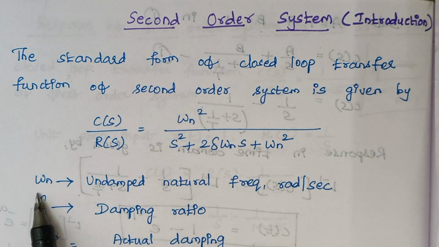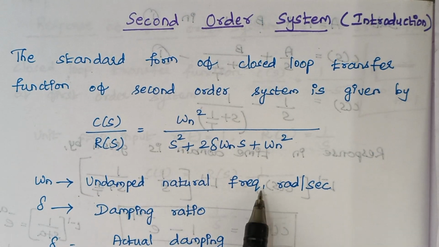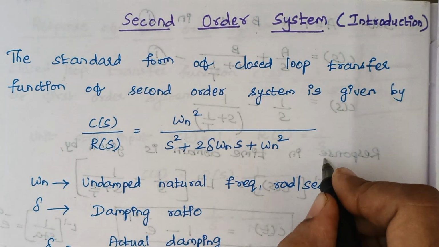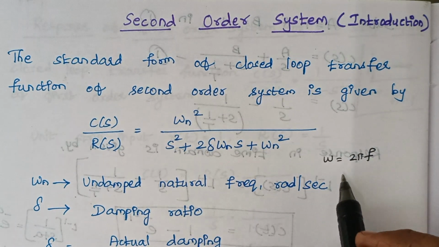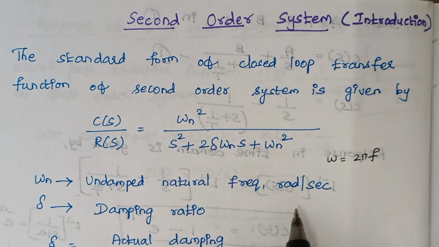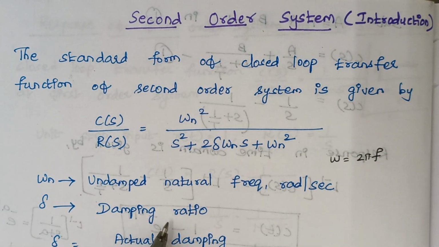Here omega n is nothing but undamped natural frequency. The unit is radian per second. Here we all know that generally we will be representing omega as 2 pi f, right? Similarly here this omega n is some frequency and its unit is radian per second. And zeta is damping ratio.